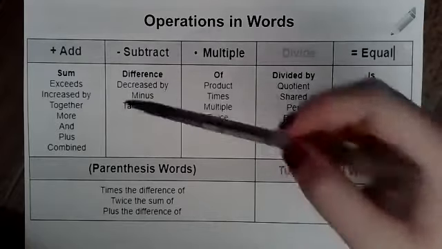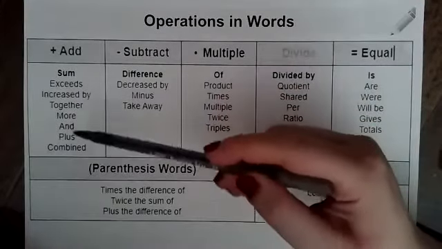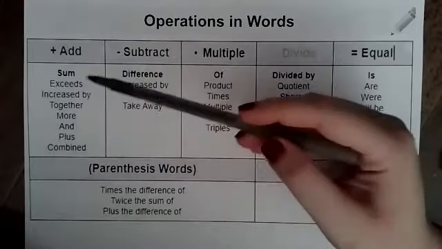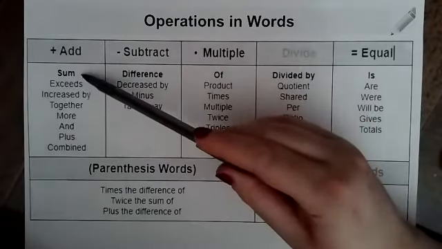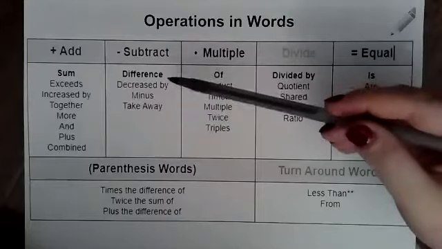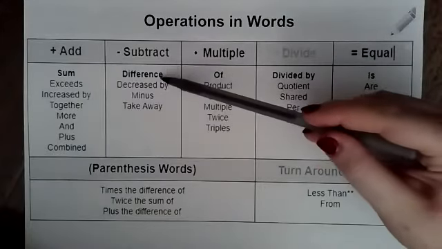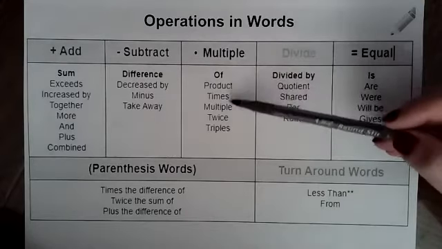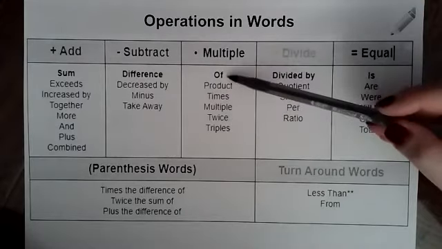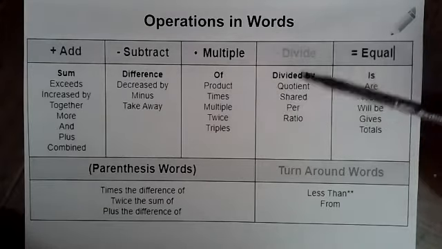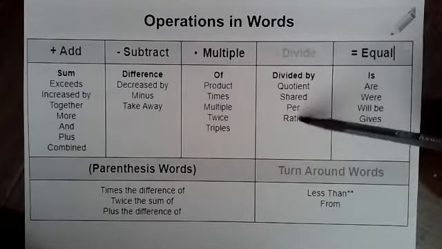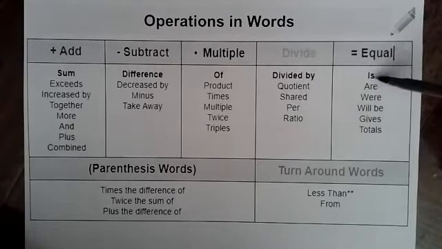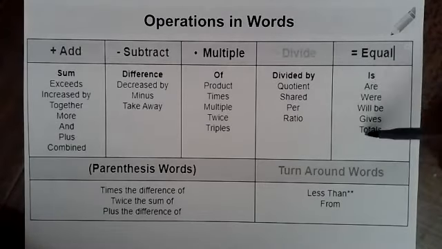So these are the words here that mean to add, with sum being the most popular. That's why it's bolded, okay? These are the words that mean subtract, with difference being the most popular. To multiply, all of these, with of and product being two of the most popular. Divide, divided by, and quotient being the most popular. And then equal is like a big one, right? So that's why it's bolded. It's the most popular one. And gives and totals and will be and were, all of those things.